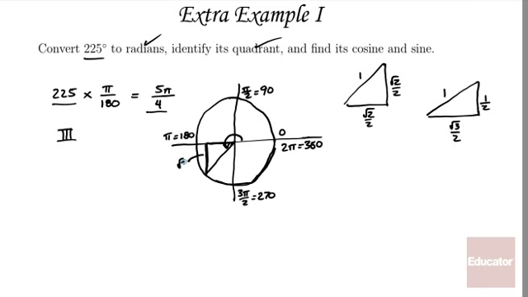That distance is root 2 over 2. That distance is root 2 over 2. I'm getting that because I remember this common 45, 45, 90 right triangle. So that means the sine and cosine are both root 2 over 2, and we just need to figure out whether they're positive or negative.